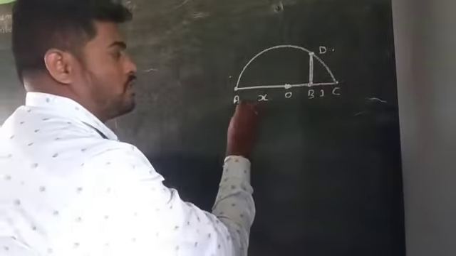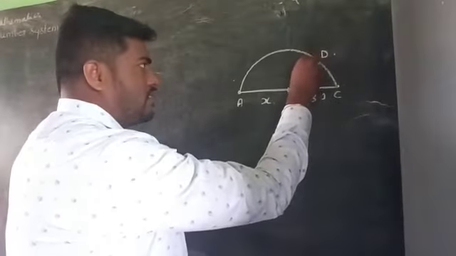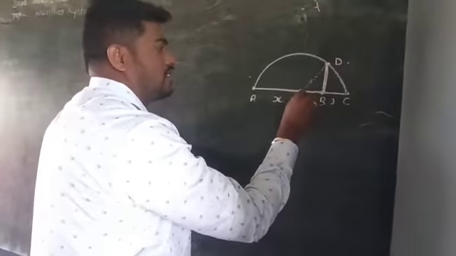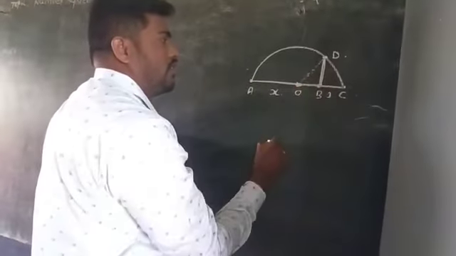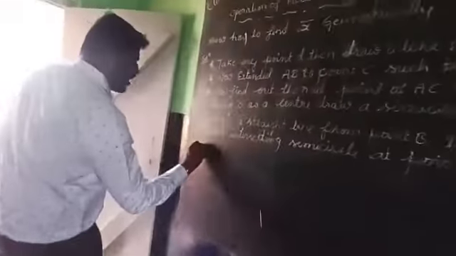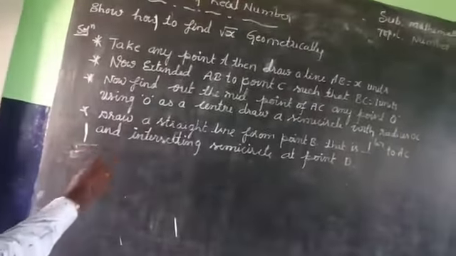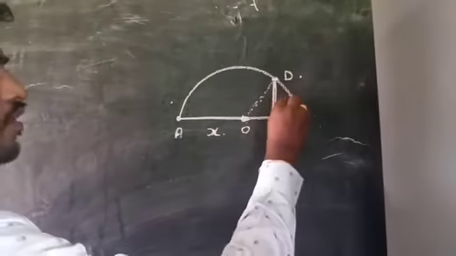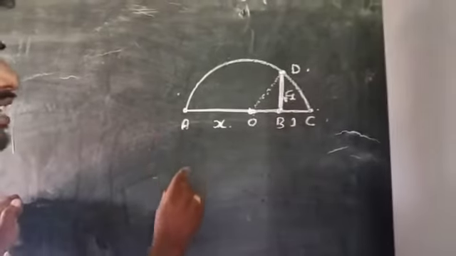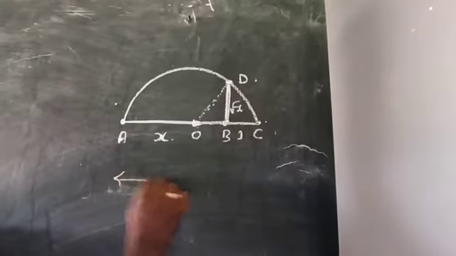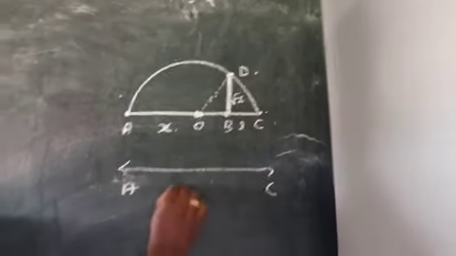Next we join OD. Here to here distance, and here to here distance, we have to find out. But BD is equal to the square root of x. We have to find the square root of x. How to find it? We already know the distance AC is x plus 1.